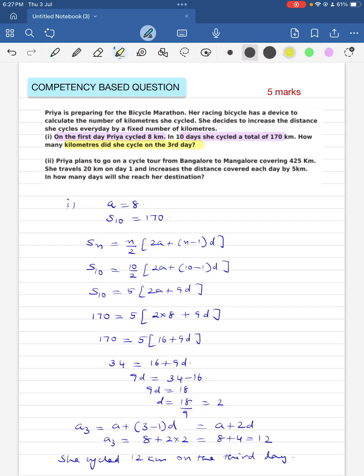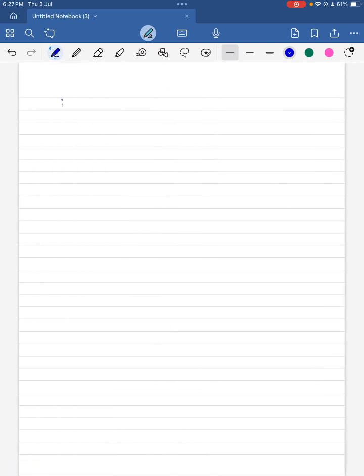Okay, now in the second part, they've said that she plans to go on a cycle tour from Bangalore to Mangalore, covering a total distance of 425 kilometers. She travels 20 kilometers on the first day and increases the distance covered by 5 kilometers each day. And how many days will she take to reach her destination? Okay, so what are the details that are given? They've given you the value of Sn, as that is the total distance she has to travel, equal to 425 kilometers.